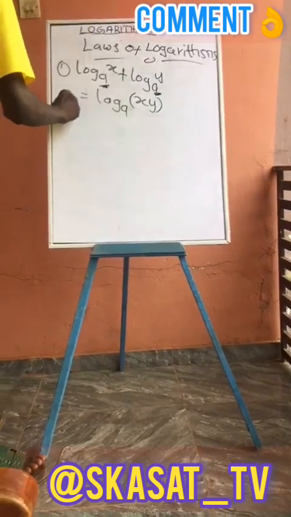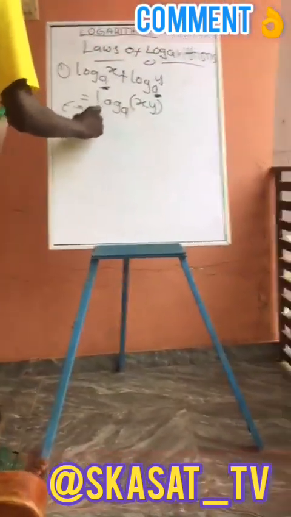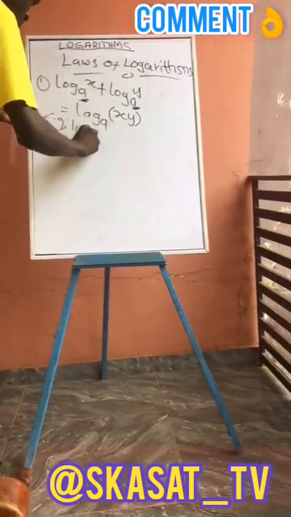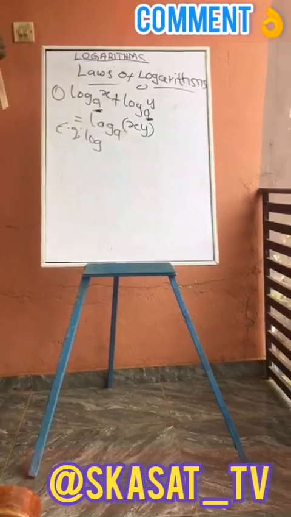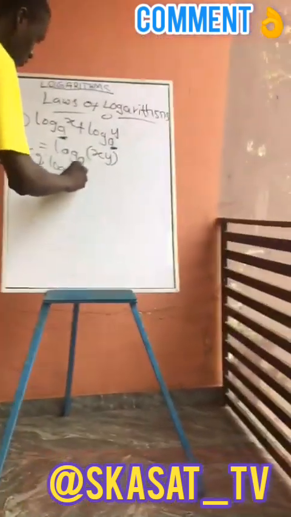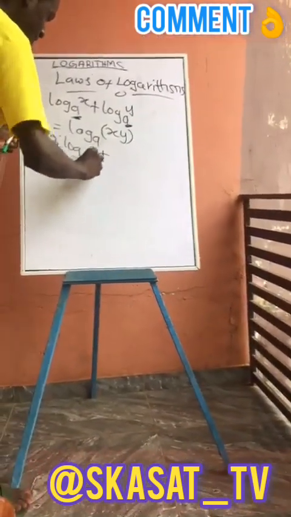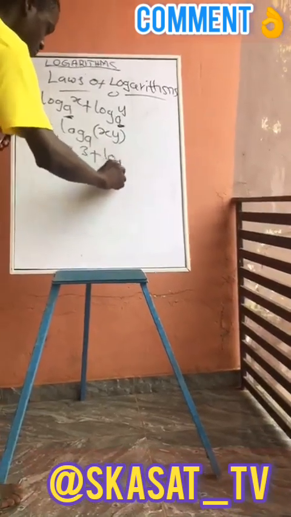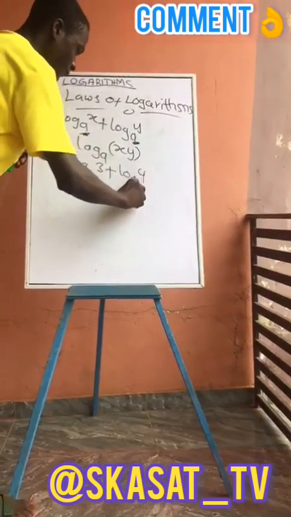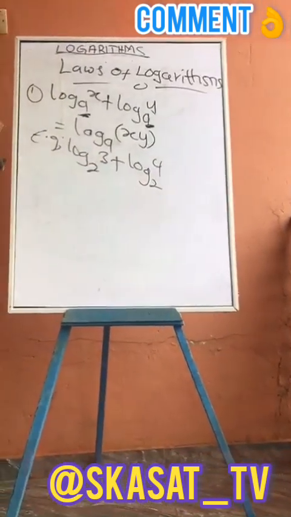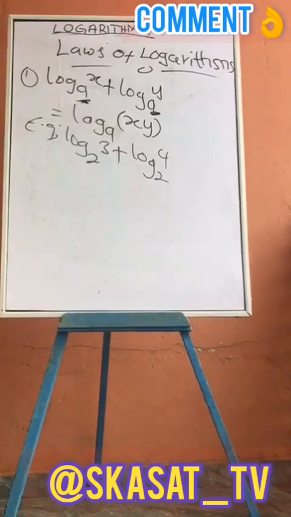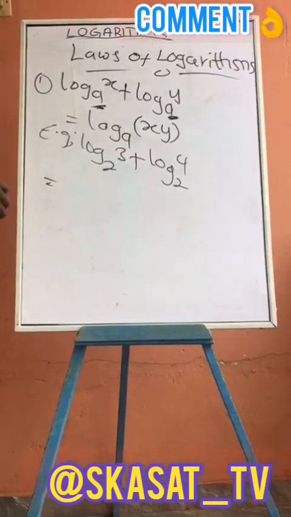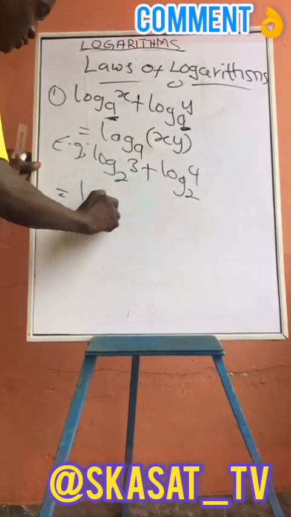So example, we have log 3 plus log 4 to the base of 2. I told you the base should be the same, so let's say 2. So here the bases are the same, then we can apply the first law. So let's look at how it works. So here we bring our log 2 out.